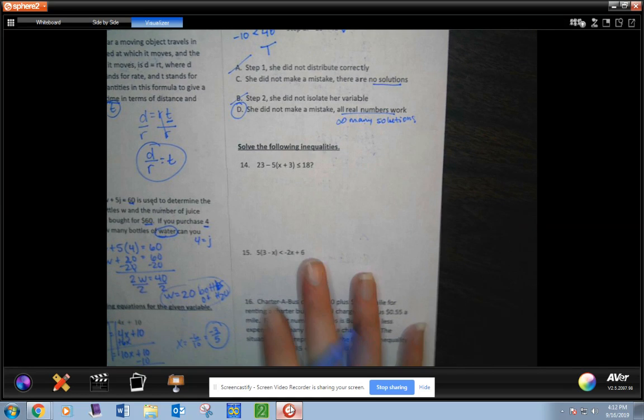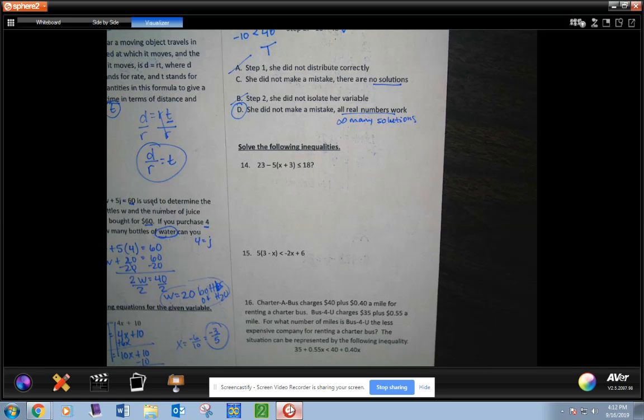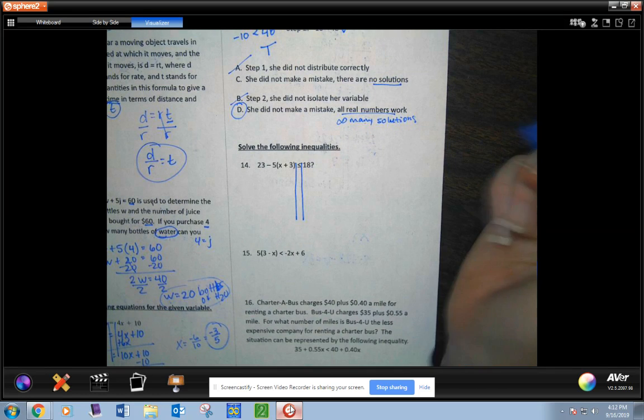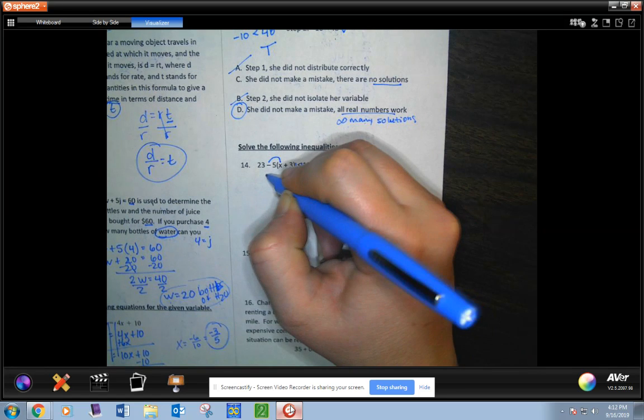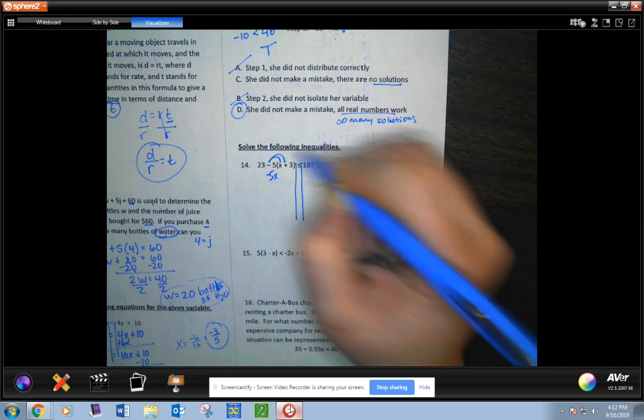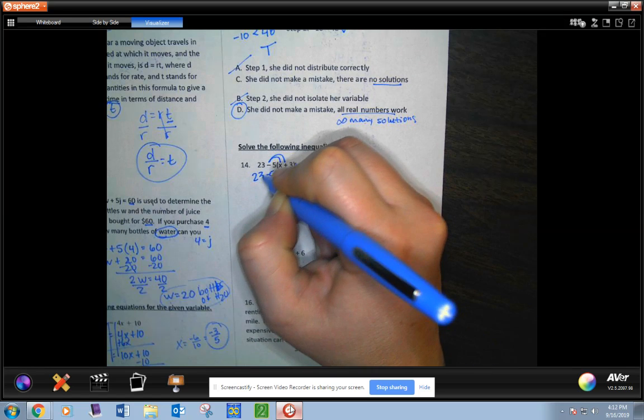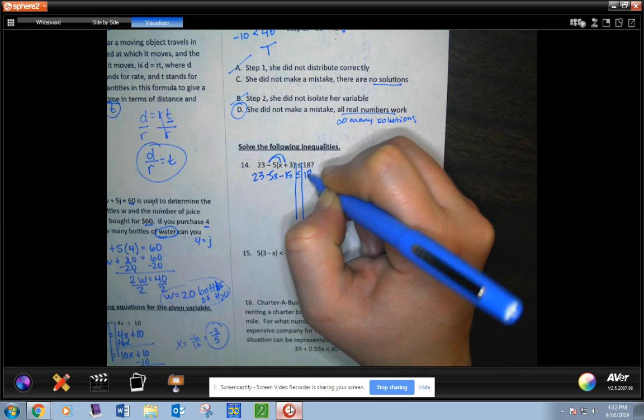Okay, moving to 14. I'm now just going to solve some inequalities. If you need to draw those bars, draw them. The first thing we're going to do is distribute negative 5. That gives me negative 5x, and then negative 5 times 3 gives me negative 15. I bring down the 23 at the beginning and keep my inequality.